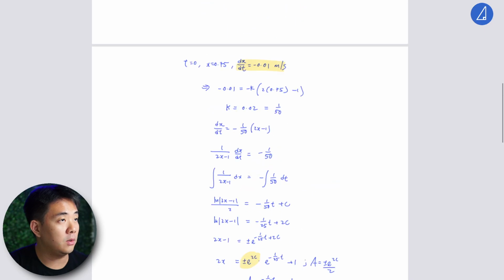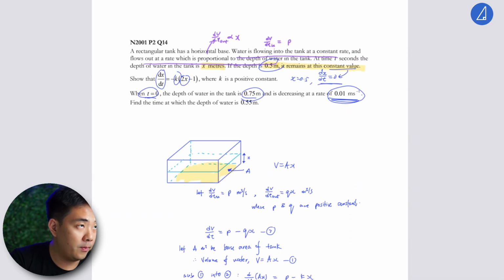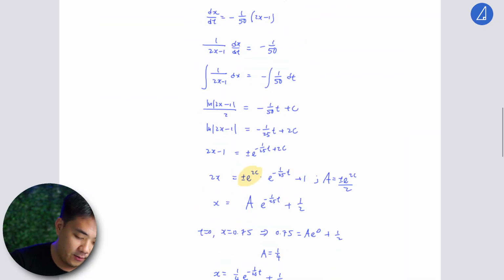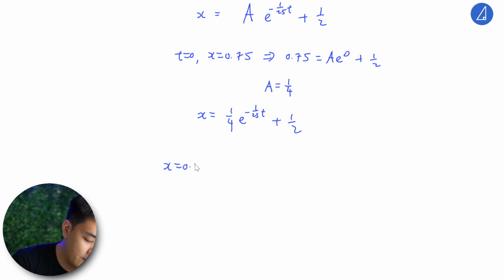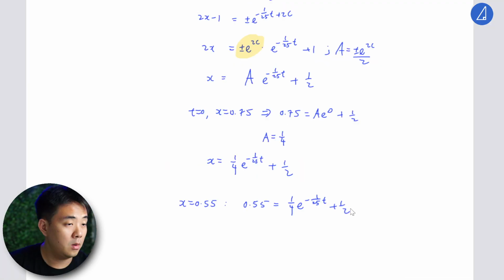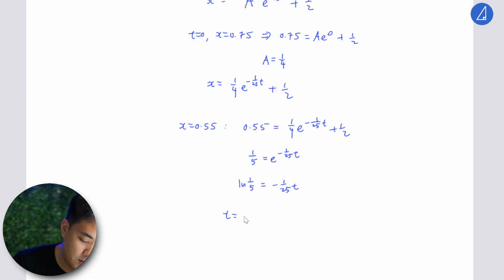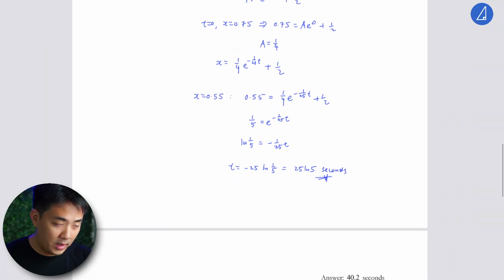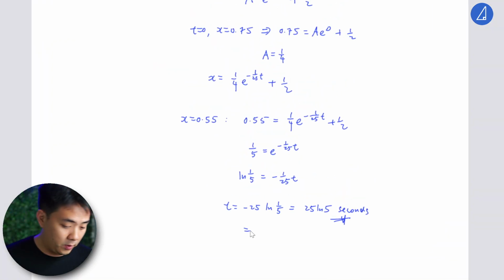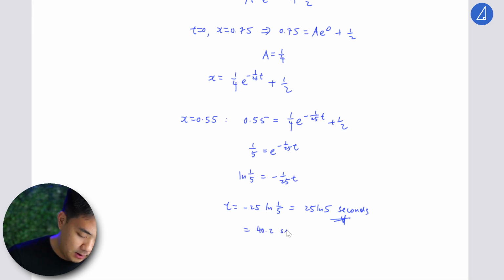So the last part will be we just replace the value in. So when x is 0.55, what's the time? So x is 0.55. This will be 0.55 equals 1/4 e to the minus 1 over 25 t plus a half. So e to the minus t over 25 will be 1 over 5. Just rearrange on both sides. I get t equals minus 25 ln(1 over 5), or rather 25 ln 5 seconds, since everything is in seconds. If you don't like to write the exact value, you can also leave it in 3 s.f., which is 40.2 seconds.